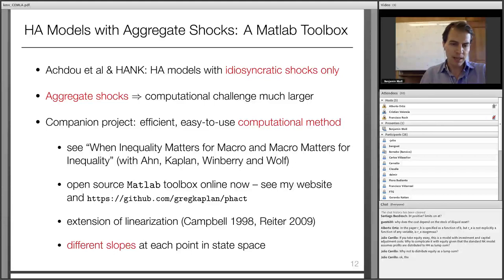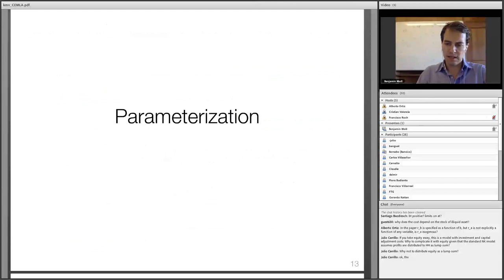Okay, so you can actually go online, go to this GitHub website, and there's basically a one asset HANK model on there. So not the two asset one, the complicated or rich one that we have here, but the one asset one, which is simple, and you can play around with this. It takes half a second or a second to solve, I think, and you can look at some impulse responses if you want.